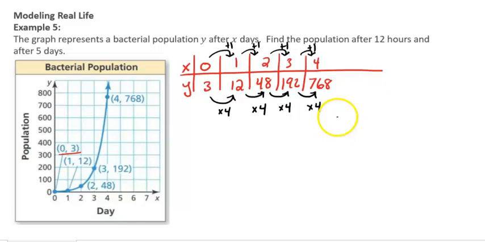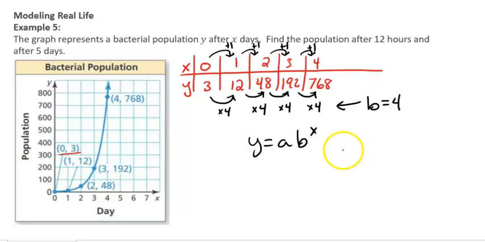So since x is adding by 1 and y is multiplying by 4, what that tells me is when I have this format, my b value is 4. This is my growth factor. It's growing 4 times each time. So that's how I know my b value, by the pattern of the y's.